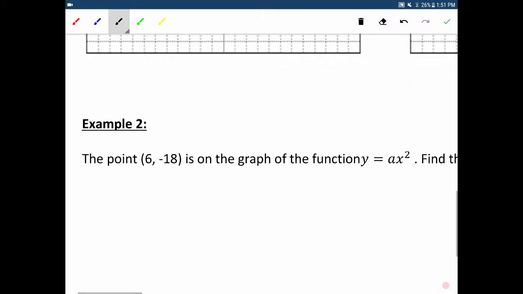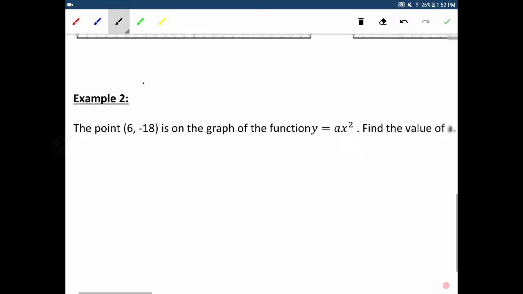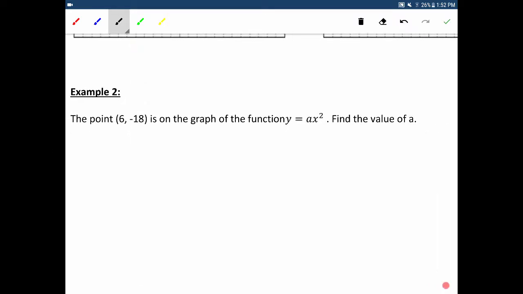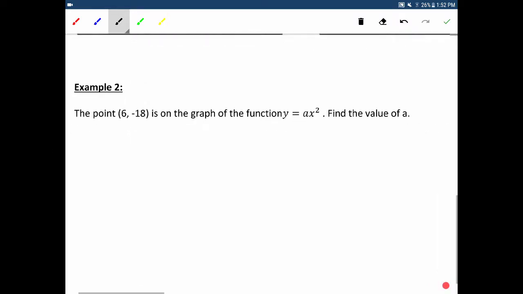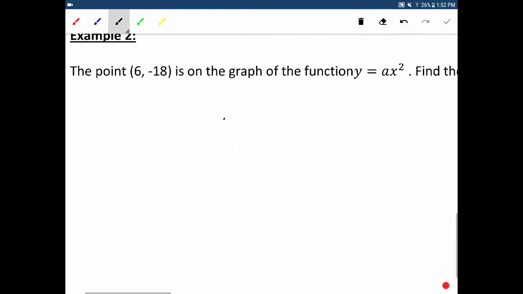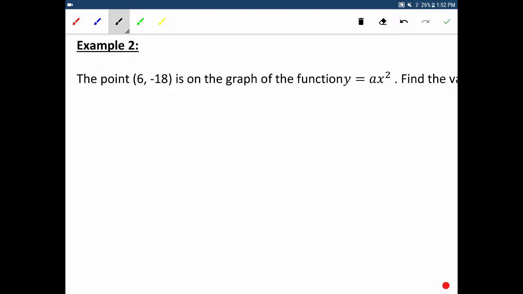So the point (6, -18) is on the graph of the function y equals ax squared, and we're going to find the value of a. This is a fun little algebra one that we can do. I'm sure you think it's fun. Not really.